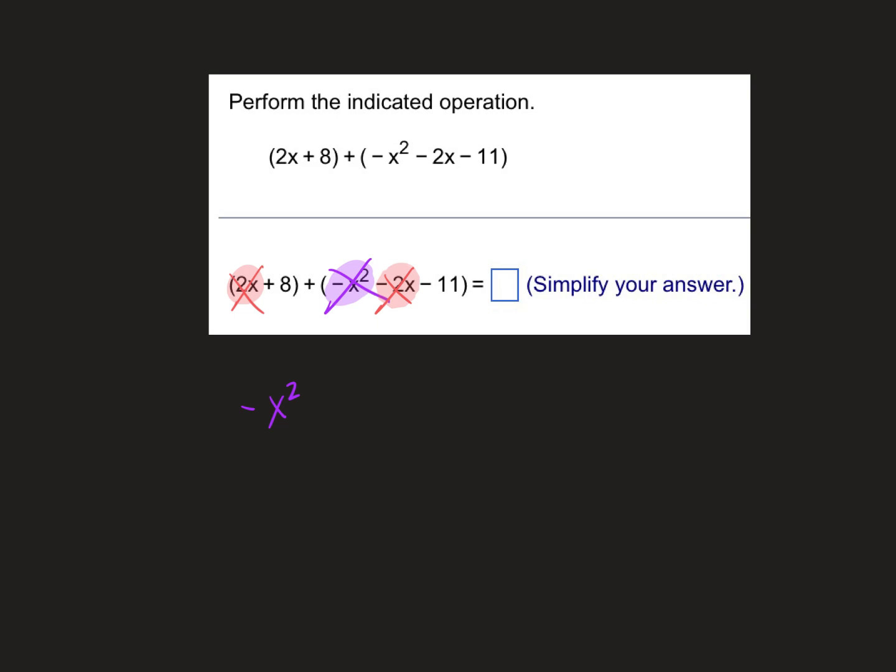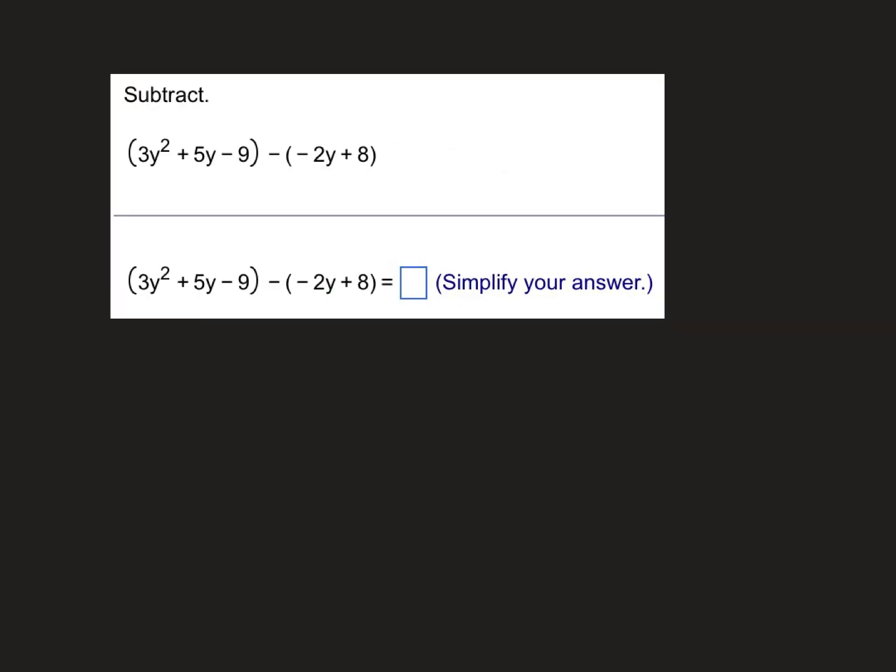And then our last one is 8 plus negative 11, so that would be 8 plus negative 11 is negative 3. And that's what I would put in right there. This one's a little bit trickier because it has that minus sign.